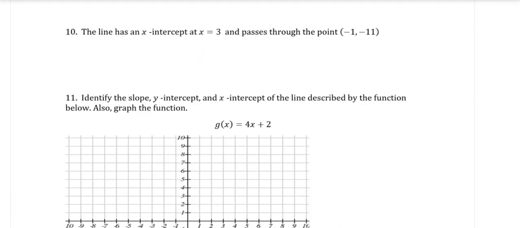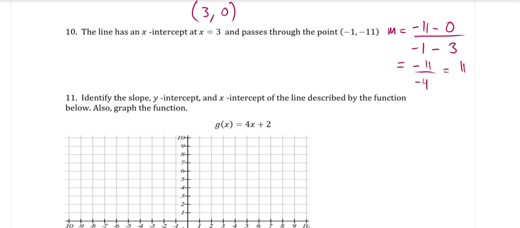This next one is quite similar. They've just kind of hidden one of the points for us. They say that it has an x-intercept of x equals 3. But of course, the y value at an x-intercept is 0, and that's our second point. We then calculate a slope, 11 minus 0, over minus 1 minus 3. And this gives me negative 11 over minus 4, which is just 11/4.